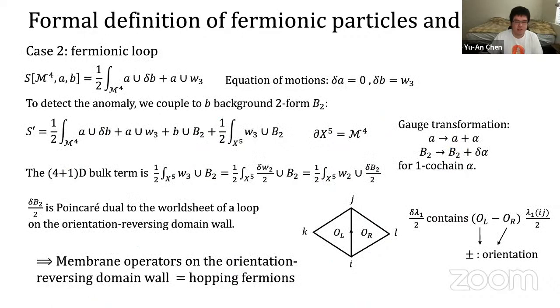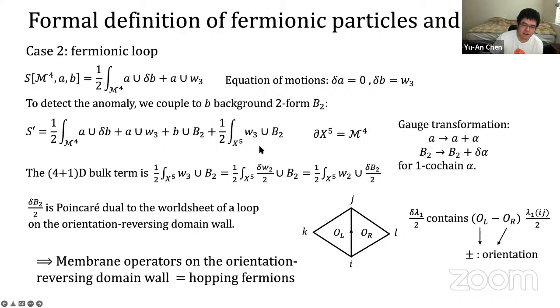Okay, so let's go to the more exciting part, the fermionic string as a fermionic loop. As we want the equation of motion to be delta B equal to W3, we try to add a new term, A cup W3. When we integrate out A, it gives you delta B equal to W3. To detect the anomaly of this two-form field, we couple B to some background B2. This is the gauge transformation: when A goes to A plus alpha, B2 must go to B2 plus delta alpha. Because of this extra term, we need to add something in the bulk to cancel it, to make sure the whole expression is gauge invariant under this transformation. Okay, so this is the bulk anomaly. We will try to understand the geometrical meaning of this term.